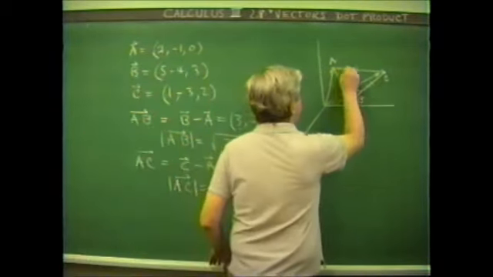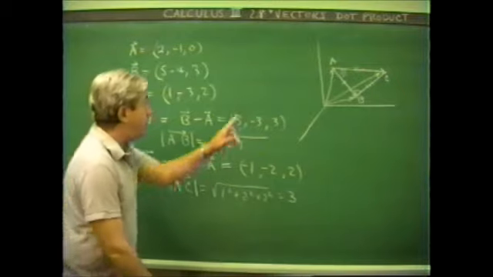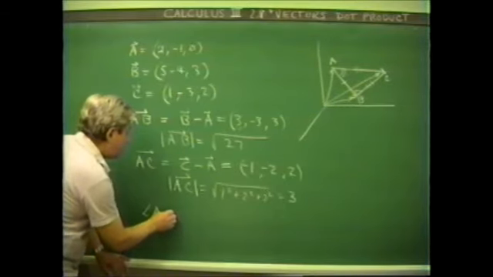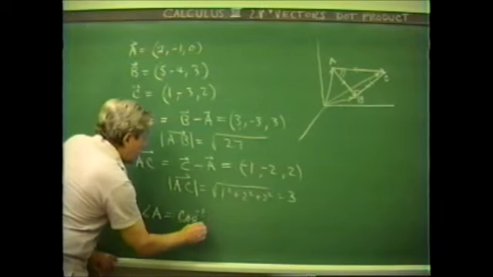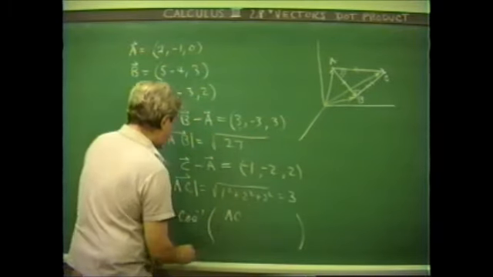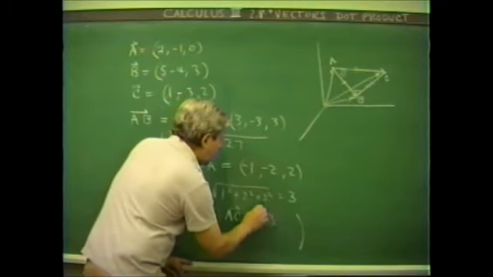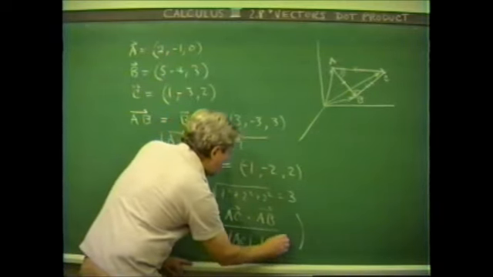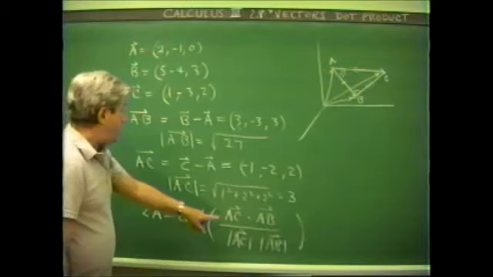So now we've got these two vectors left, AC and AB. Now if we want this angle here, we'll use that for illustration. It's pretty hard to get the others. That's to say, the angle at A is given by the angle whose cosine is AC dotted with AB divided by the magnitude of AC times the magnitude of AB. That's the dot product. AC dotted with AB.